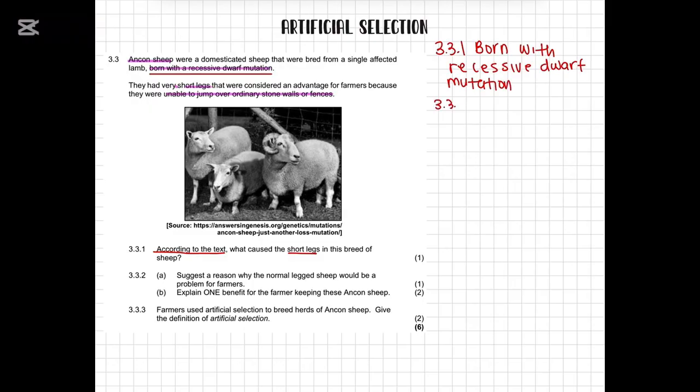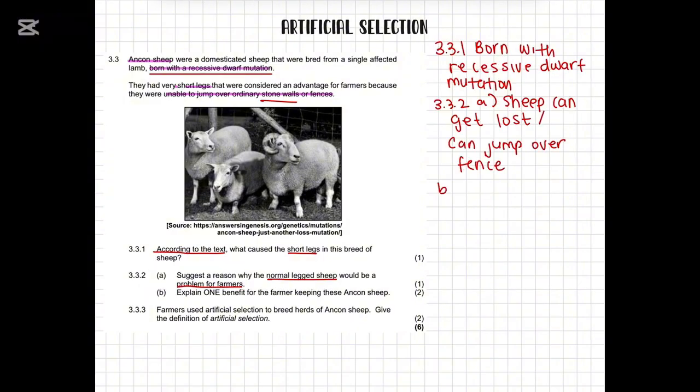Now the next question, it says, suggest a reason why the normal-legged sheep would be a problem for farmers. So the ones with short legs are unable to jump over the walls. It means that the ones with normal legs will be able to jump over and get lost.